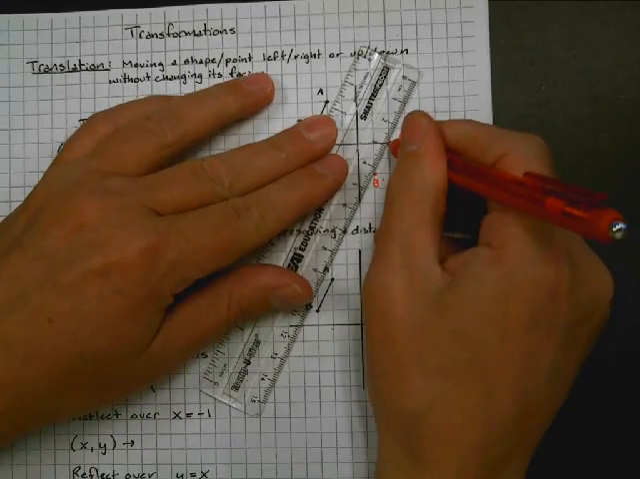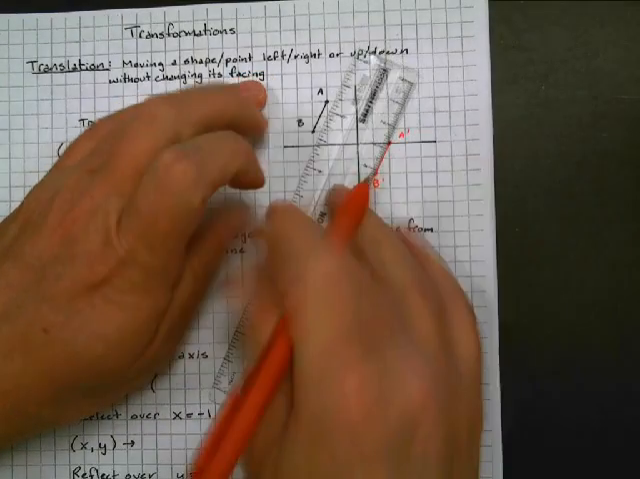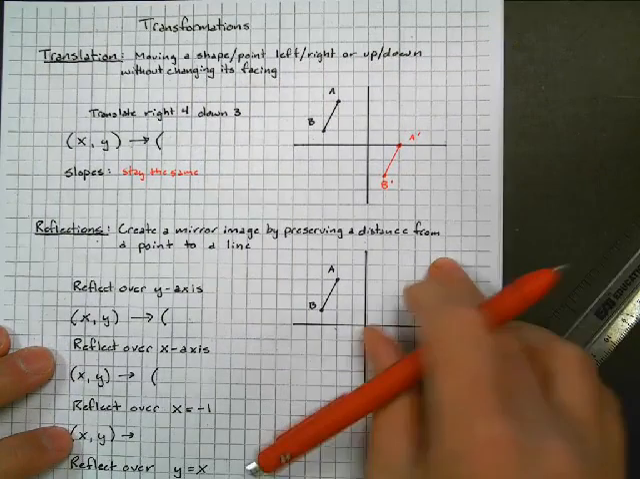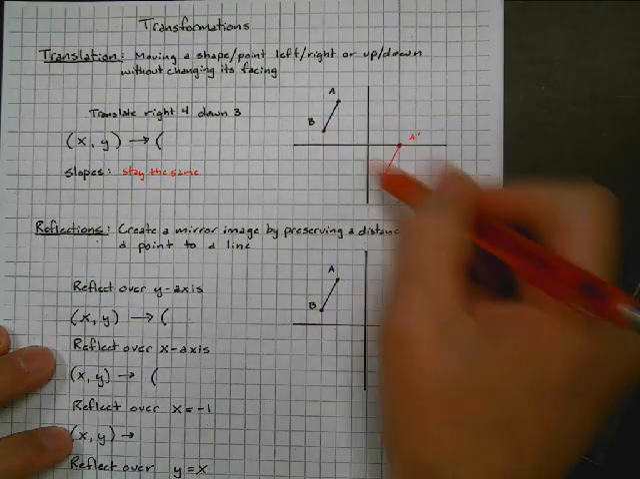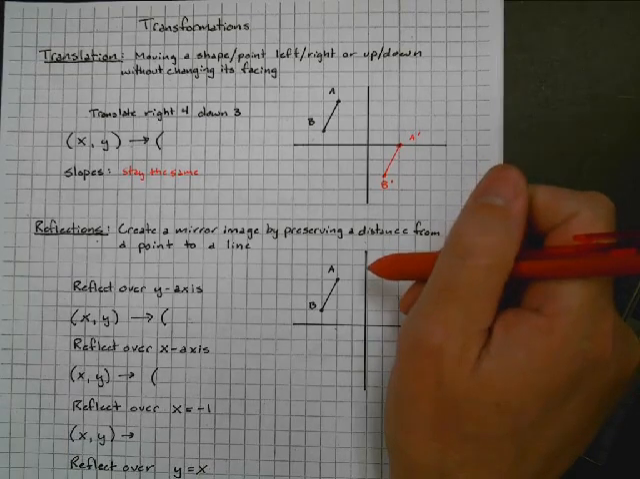And here's what we see. We see that the facing has remained the same, and we have kept the same distance. From A to A prime, that is the same distance as B to B prime. So we're preserving some kind of distance here.